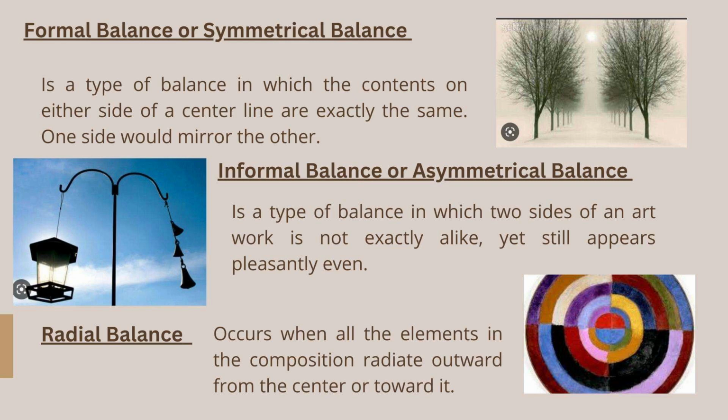And then the last is radial balance. Radial balance occurs when all the elements in the composition radiate outward from the center or toward it. An example is something hypnotizing, like a black circle pattern. That is an example of radial balance.